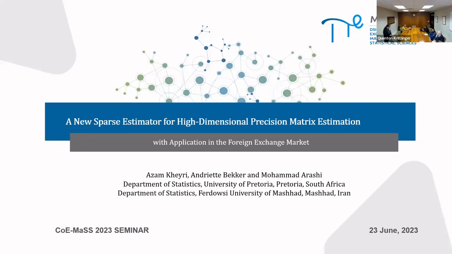She is one of our excellent postdoctoral fellows, Dr. Kheyri, at the Department of Statistics at the University of Pretoria. She obtained her PhD in statistics from the renowned Ferdowsi University of Mashhad in Iran, and then joined the Department of Statistics here as a postdoctoral researcher in November of 2021. Her research interests include undirected graphical and network modeling and high-dimensional data analysis. The talk today focuses on a new sparse estimator for high-dimensional precision matrix estimation.